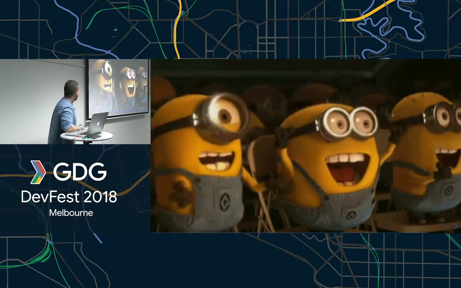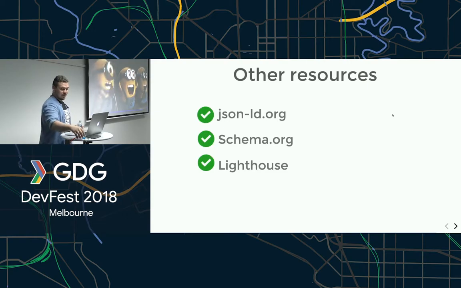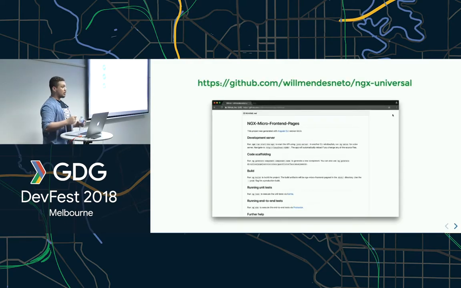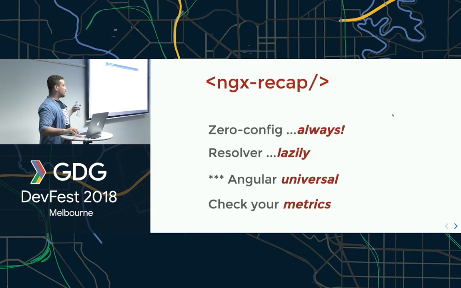I love GIFs. And yet, after all of this, you can even take a look at other resources: JSON-LD, schema.org, and Lighthouse. And if you want to play with the application that I showed you guys, that's the resource. That's the code. So you can go there, github.com/willmendesneto/nginx universal. I will share those slides after this talk on my Twitter. So feel free to look for Will Mendes Neto on Twitter.